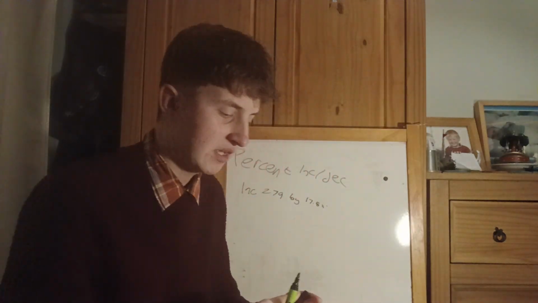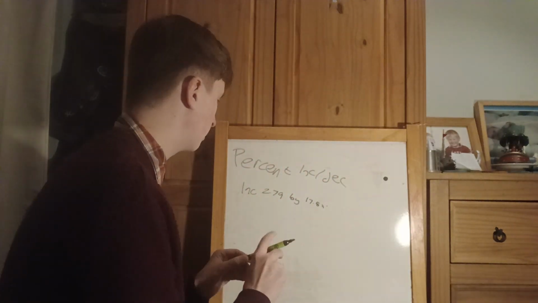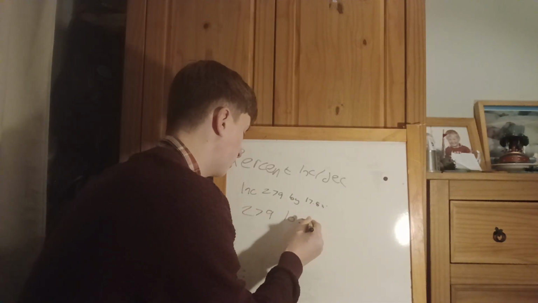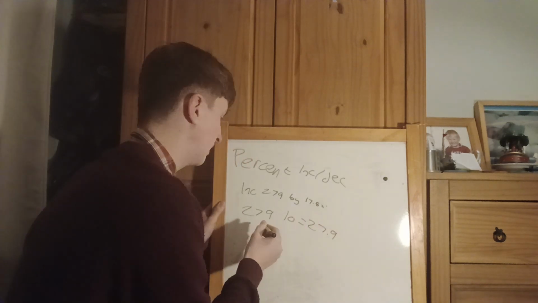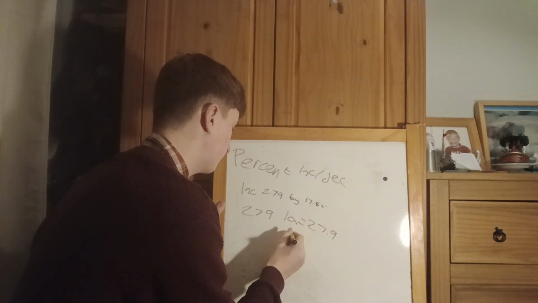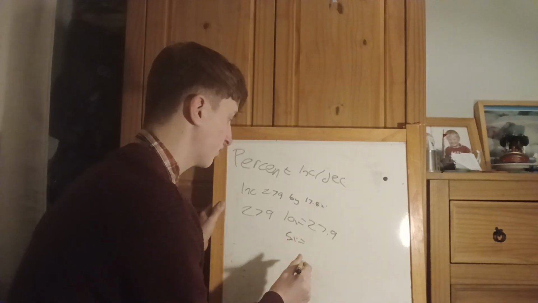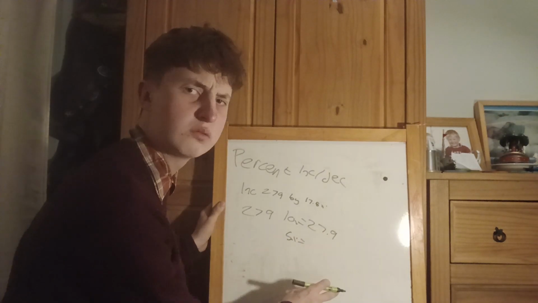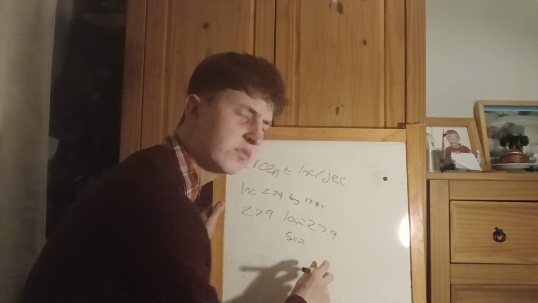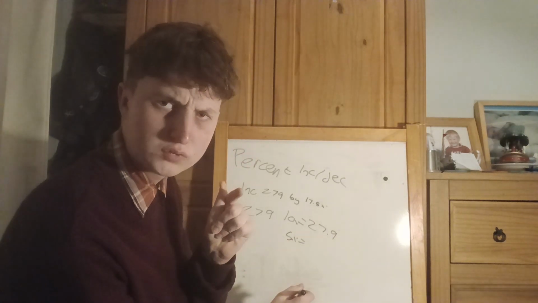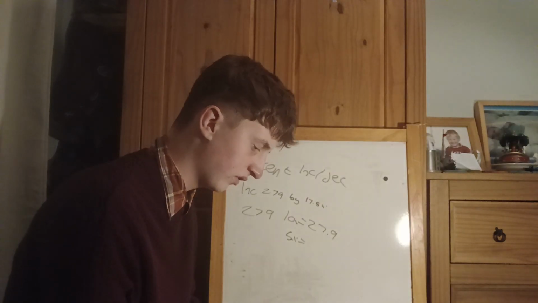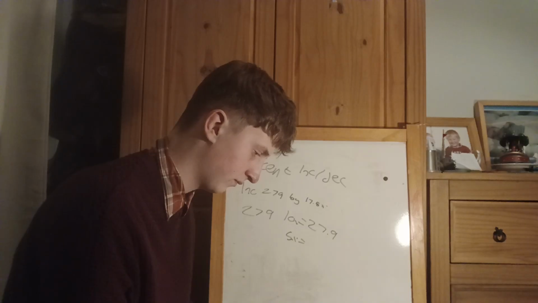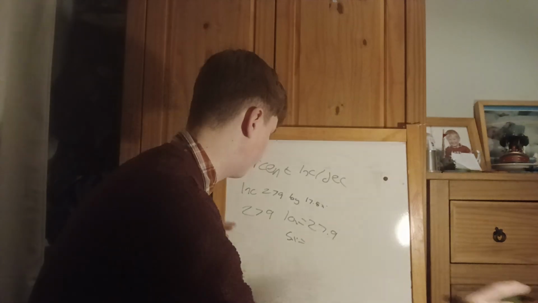On the non-calculator paper, we can do 279. So 10% would equal 27.9, and 5% would give us, sorry, 13.5. Give me a second. 27.9 divided by 2 would give us 13.95.